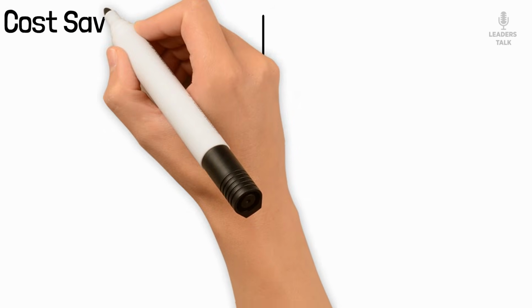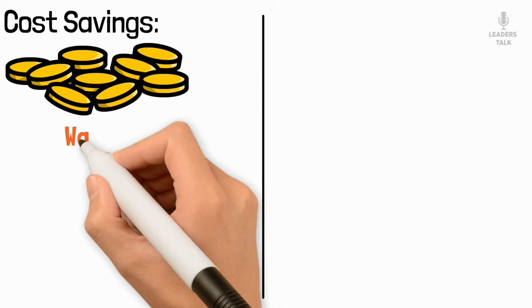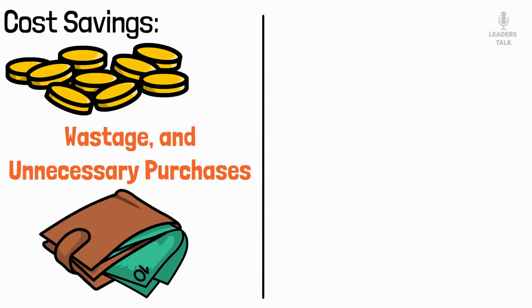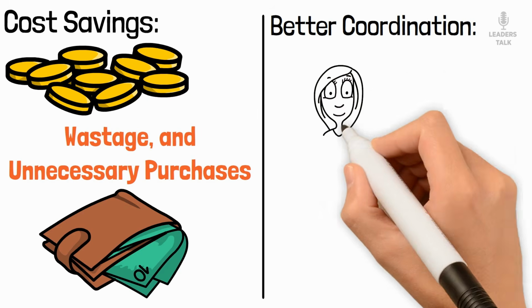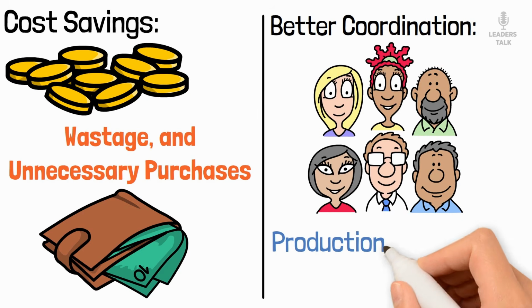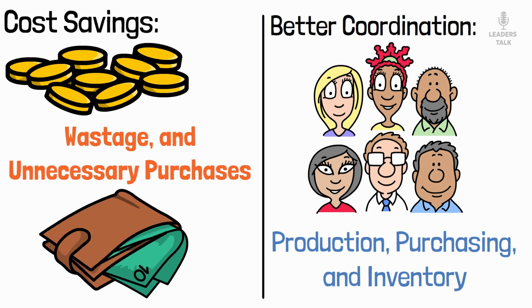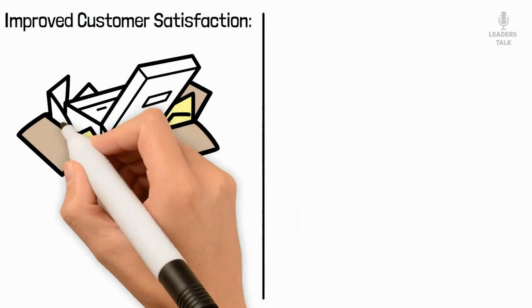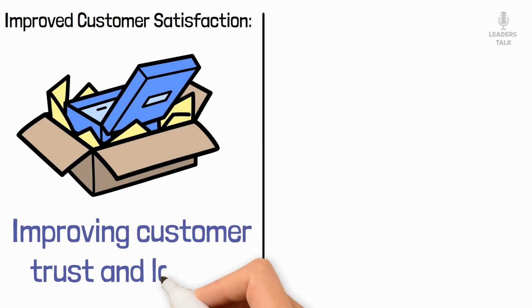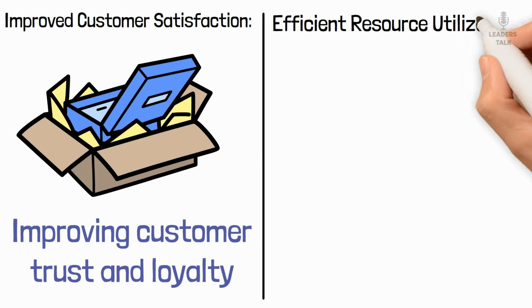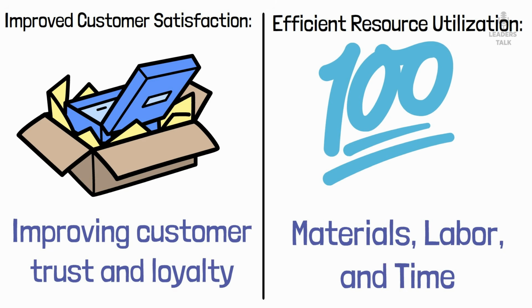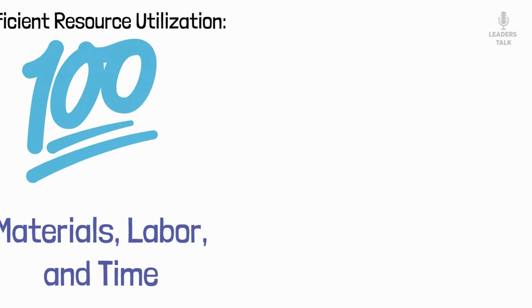Cost savings, minimizes storage costs, wastage, and unnecessary purchases, leading to better profitability. Better coordination. All departments work in sync: production, purchasing, and inventory. Improved customer satisfaction. Helps deliver products on time, improving customer trust and loyalty. Efficient resource utilization. Ensures optimal use of materials, labor, and time, reducing inefficiencies.